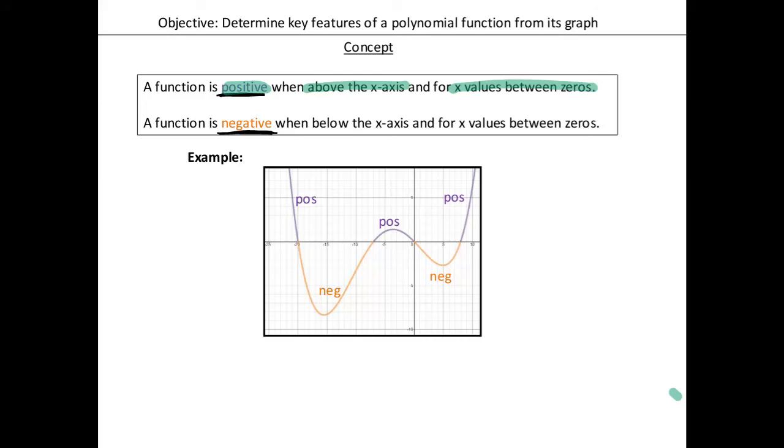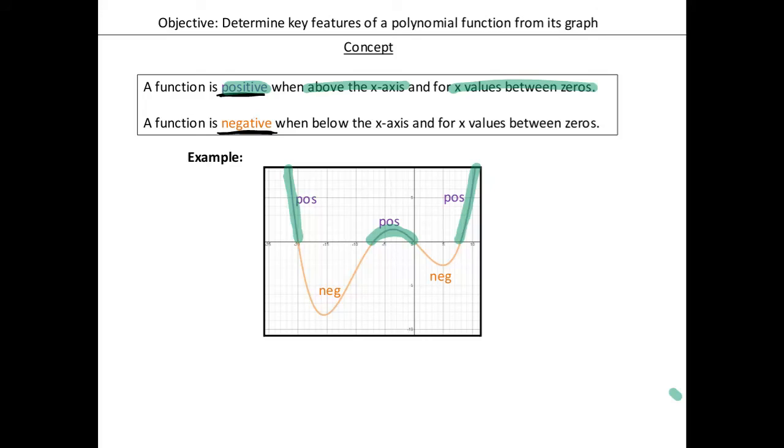If you block off the bottom of the graph, this portion is positive, this portion is positive, and this portion is positive over here, okay? Because it's positive above the x-axis, you've got those three sections right there that would be positive.